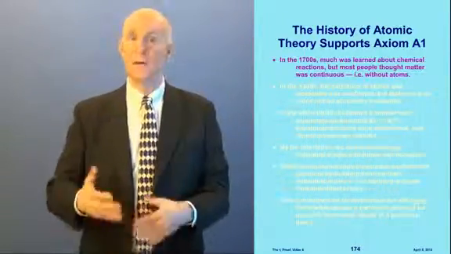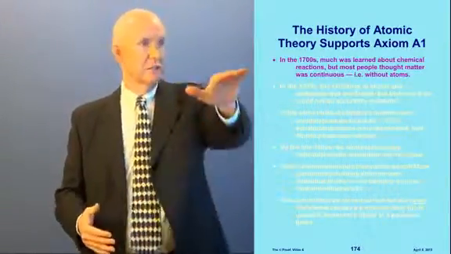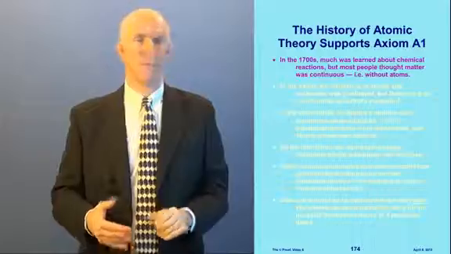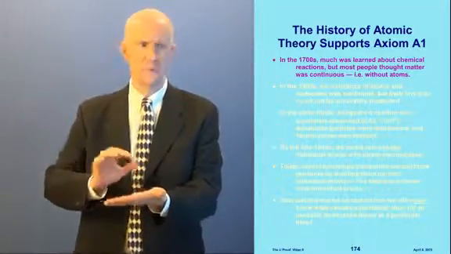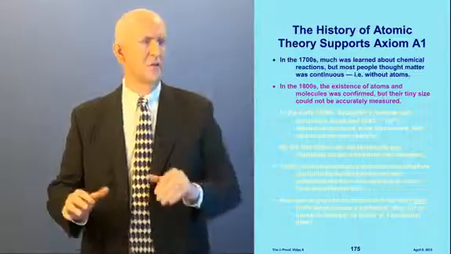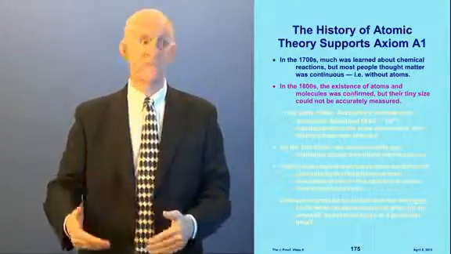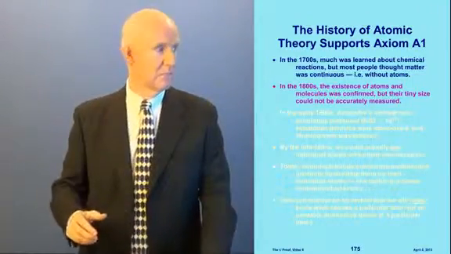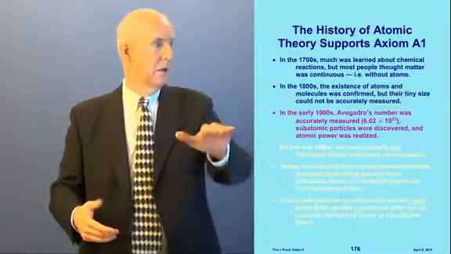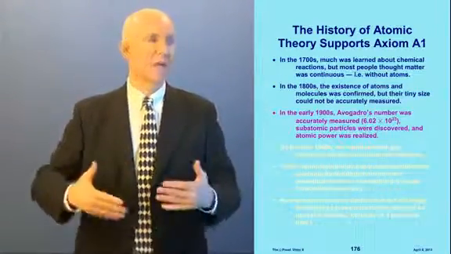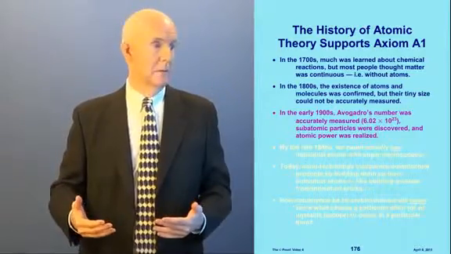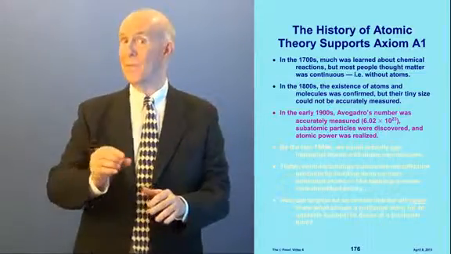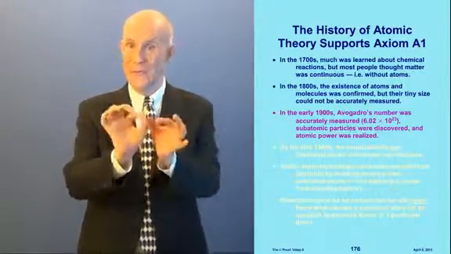In the 1700s, much was known about chemical reactions, and much was learned during that time. That was Lavoisier's time. But most people thought matter was continuous, meaning it didn't have any atoms. But then in the 1800s, the existence of atoms and molecules was confirmed, but their tiny size could not be measured. No one knew their size. They just knew they were very small. And then in the early 1900s, Avogadro's number was actually measured at 6.02 times 10 to the 23rd.